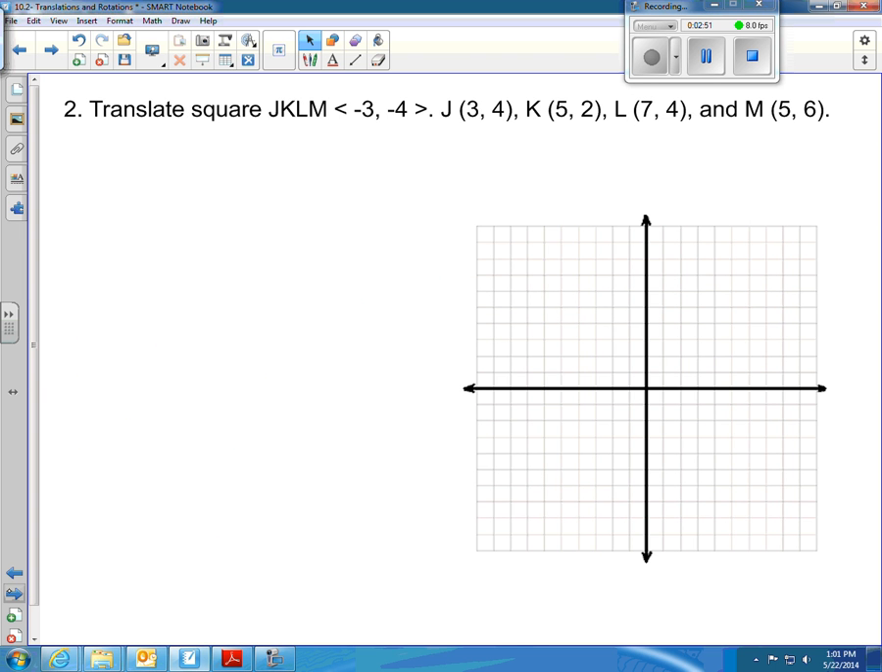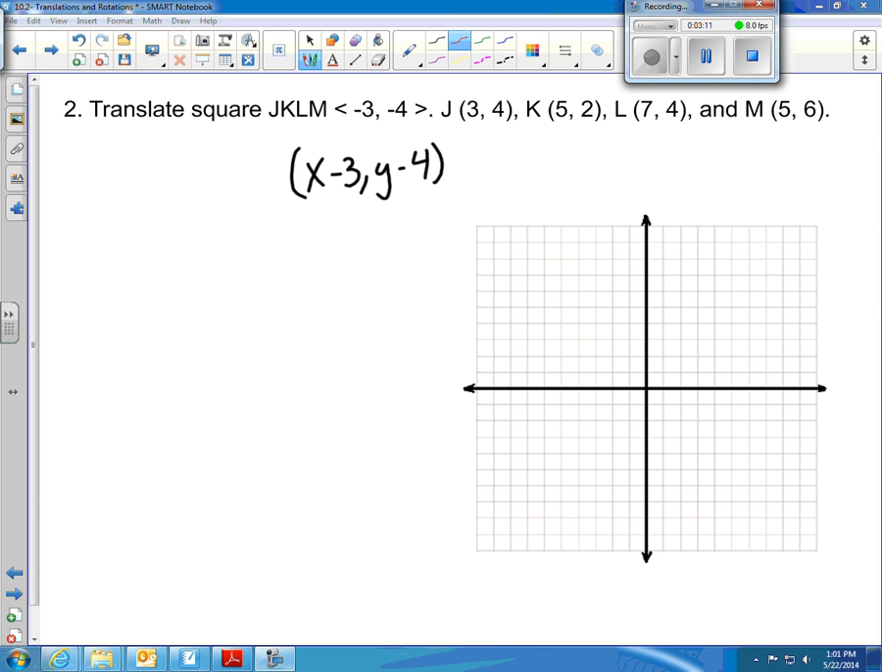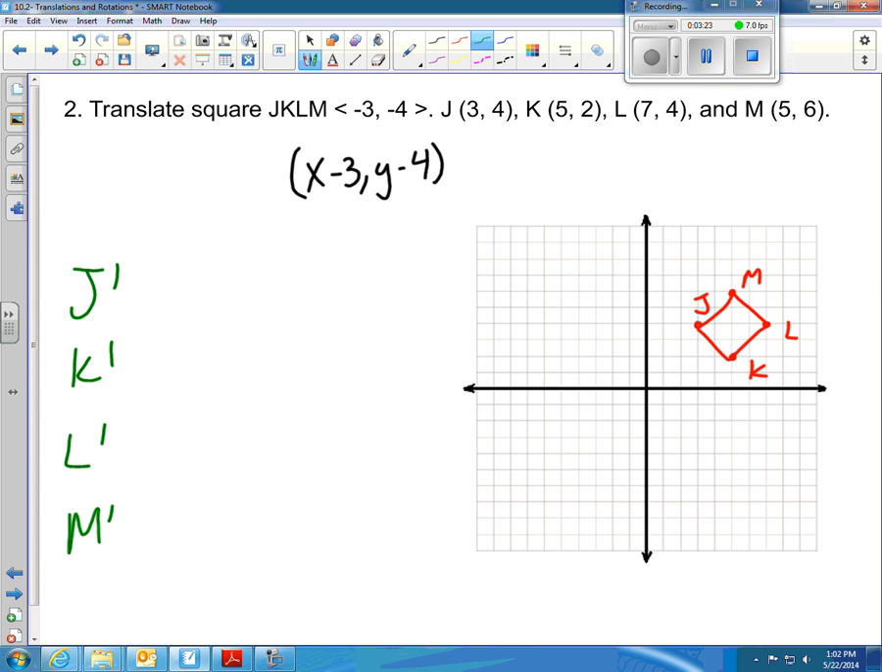All right. So next one says translate the square JKLM by -3, -4. That means we're going to take our x coordinate and subtract 3, and take our y coordinate and subtract 4. So I'm keeping that in the back of my mind. Pause your video and go ahead and draw the original figure. All right, let's compare. And now let's find our new prime points, J prime, K prime, L prime, and M prime.